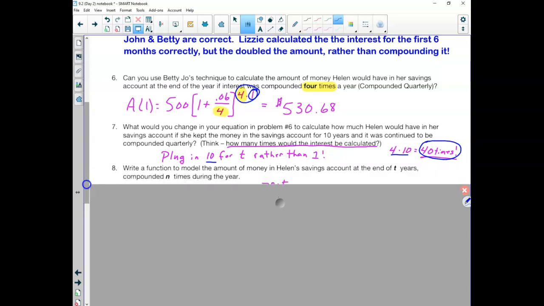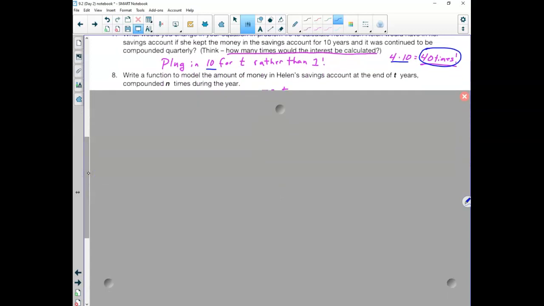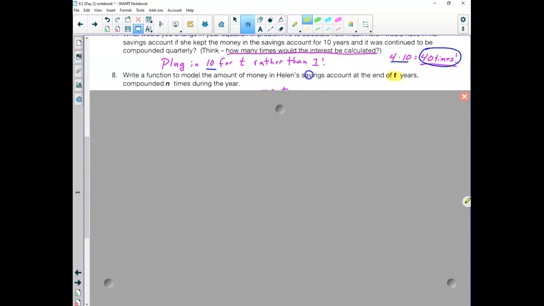And then what they want you to do is write a function to model the amount of money in Helen's savings account at the end of T years, compounded N times. Notice, this is telling me there are 2 variables in my model, because I can change T at any time, and I can change N as well, because interest might be compounded once a year, twice a year, 4 times a year, 12 times a year, maybe once a week. If it was every week, that'd be 52.